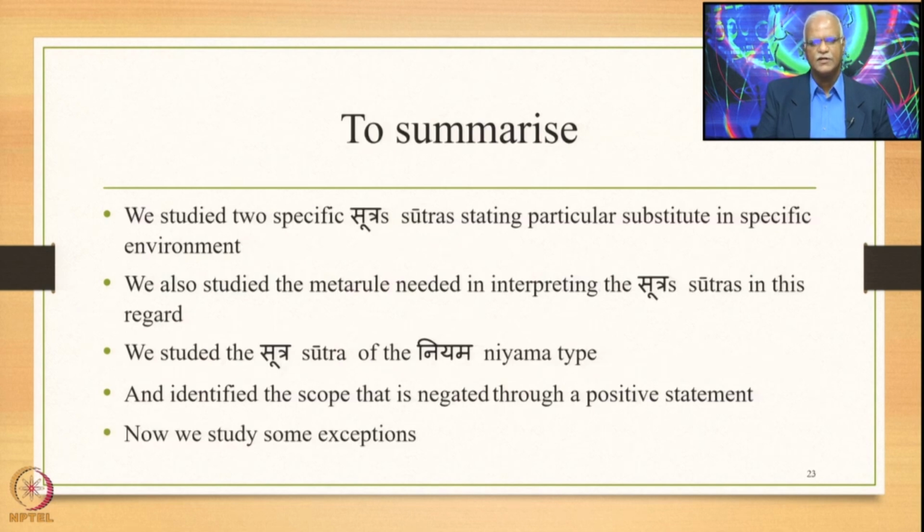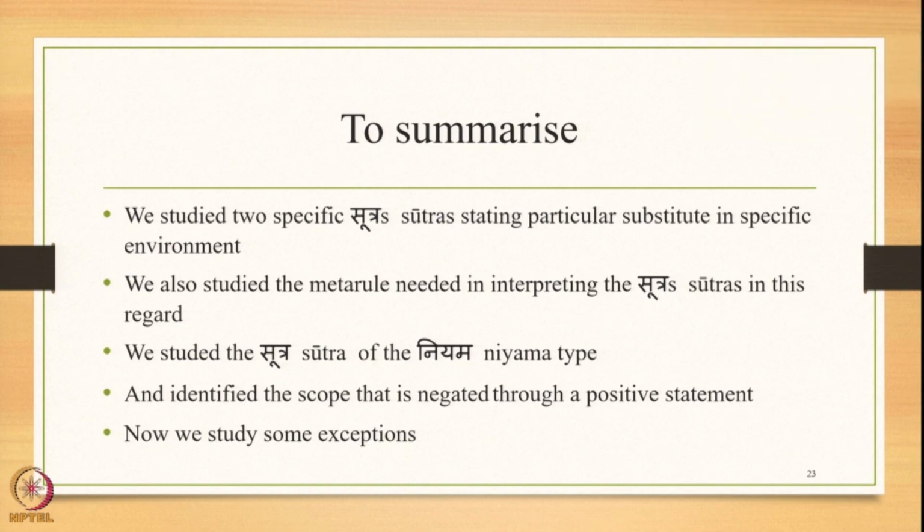To summarize what we have studied so far, we studied two specific sutras stating particular substitute in specific environment, which is right hand side environment. We also studied the meta rule needed in interpreting the sutras in this particular regard. We studied the sutra of the niyama type as well, which is a positive statement, however results in negation, and we identified the scope that is negated through this positive statement. And now we study in the next lecture some exceptions of the general rule, echo yavāyāvaḥ and ayavāyāv sandhi. Thank you very much.